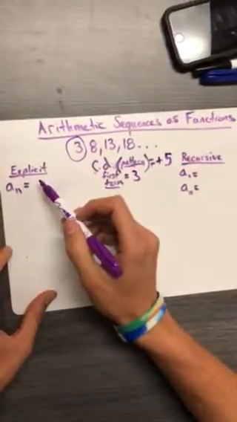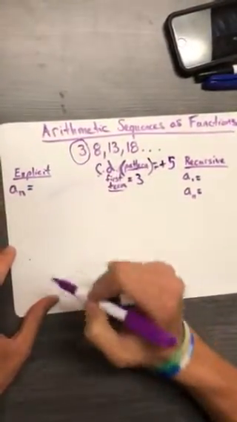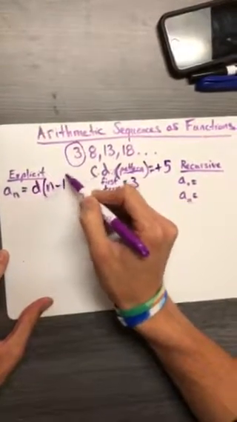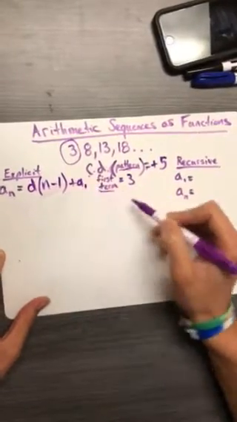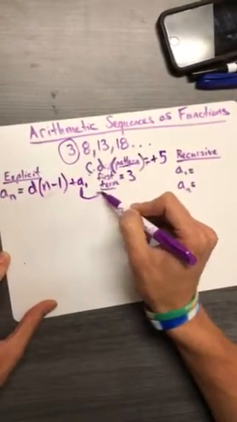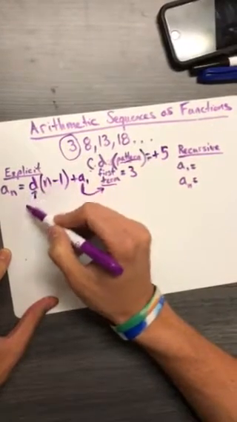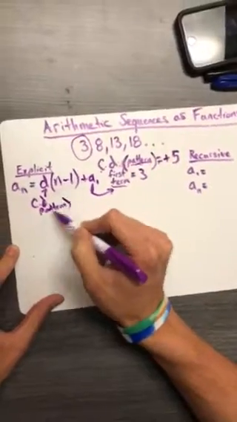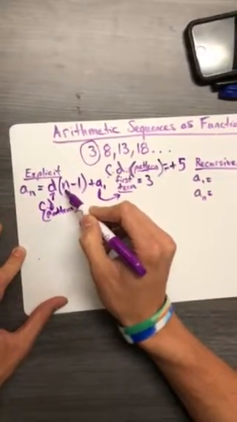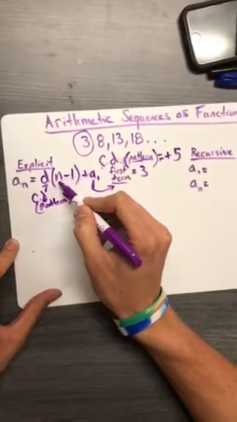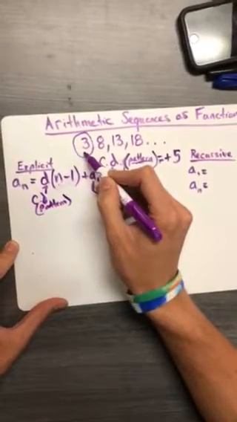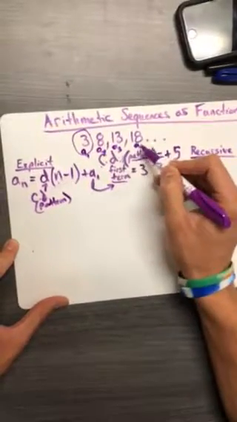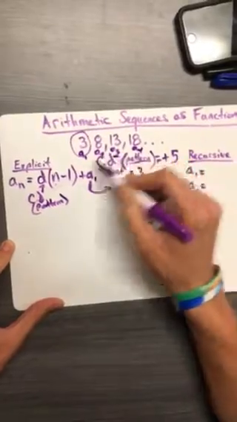The first is explicit, and we've seen this before. It's a sub n equals d times n minus 1 plus a sub 1. Remember, a sub 1 is your first term, d represents the common difference or the pattern, and n represents any term number that we want to find. So if you forgot, this is our first term, second term, third term, fourth term. We plug in the term number for n.